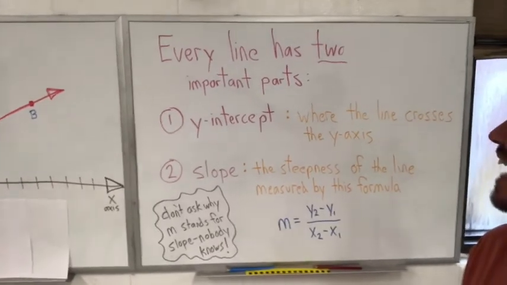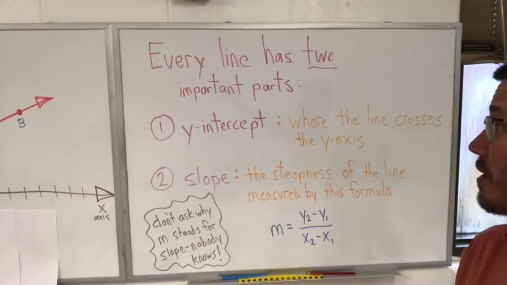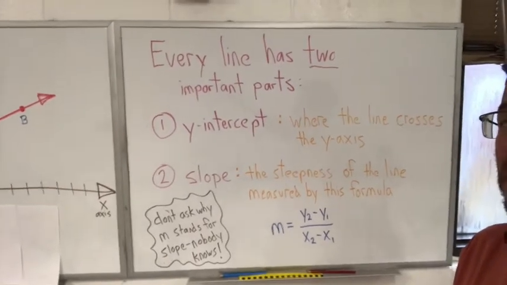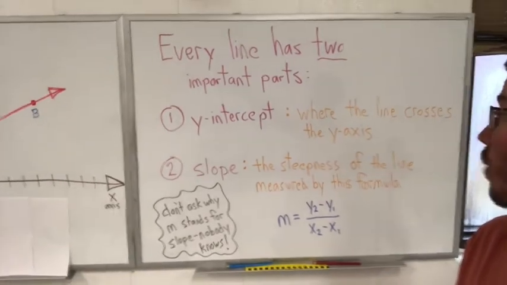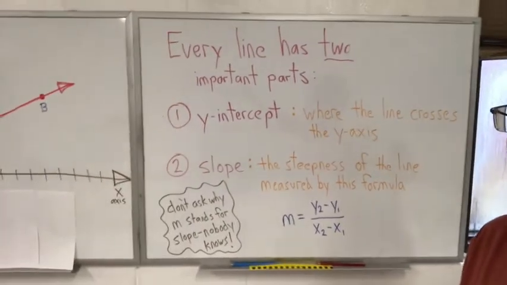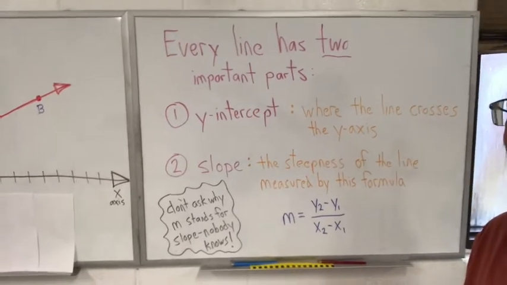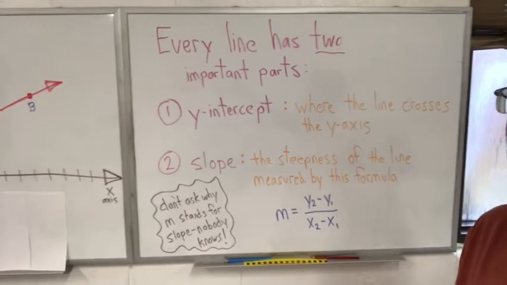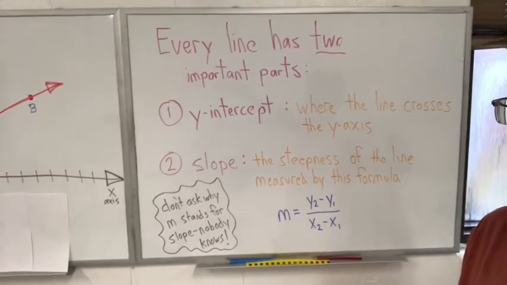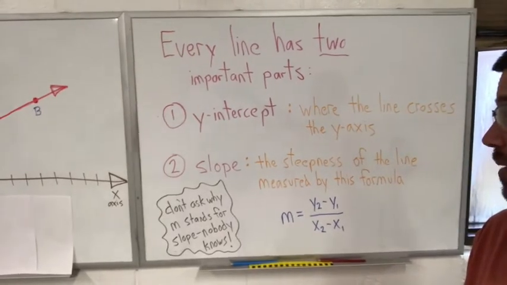We're gonna talk about lines today, all right? And every line has two really important parts. Those parts are called the Y-intercept and the slope. The Y-intercept is just a fancy word for where the line crosses the Y-axis. I'm about to show you an example. And the slope we've talked about before is just the steepness of the line, but we haven't talked about that formula. So that's what we're gonna do today. We're gonna look at Y-intercepts, real easy, and slope with the formula.